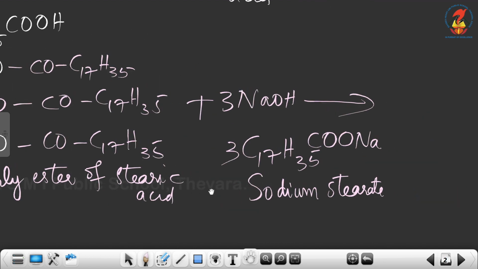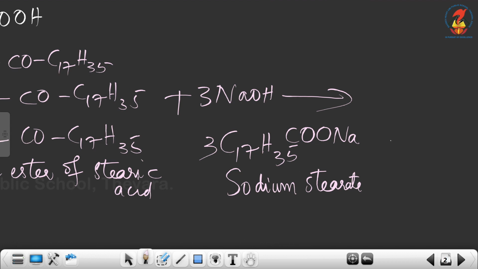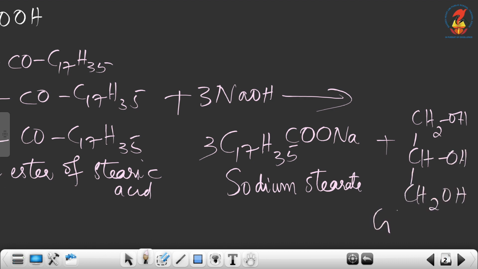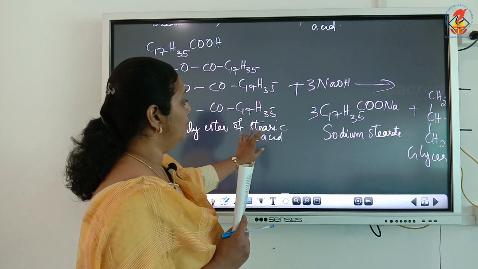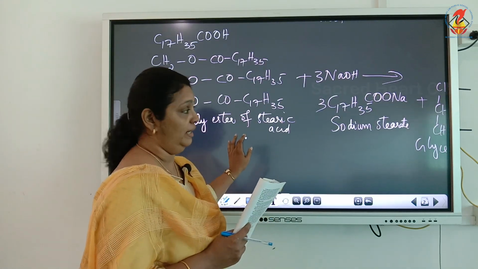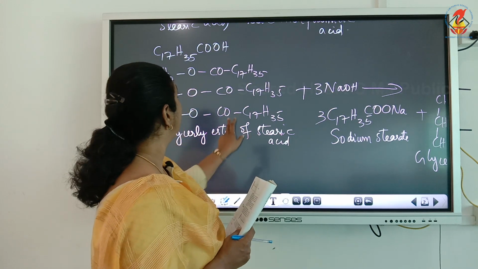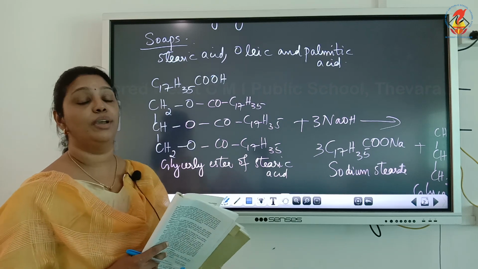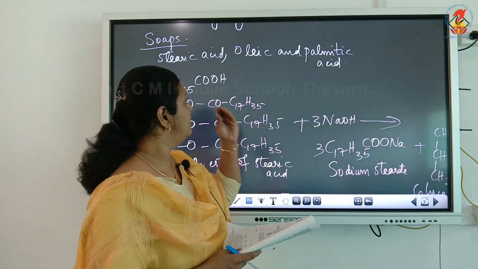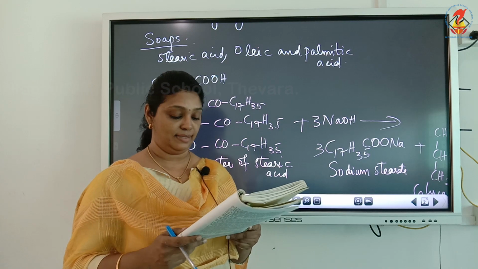Plus, the byproduct formed is glycerol. Glycerol formula is CH2OH, CHOH, CH2OH. This is our glycerol. So, this is how we can write the equation for the preparation of soap, that is sodium stearate. Now, suppose you want to prepare sodium oleate or sodium palmitate. Instead of C17H35, you have to use the formula of oleic acid and palmitic acid.